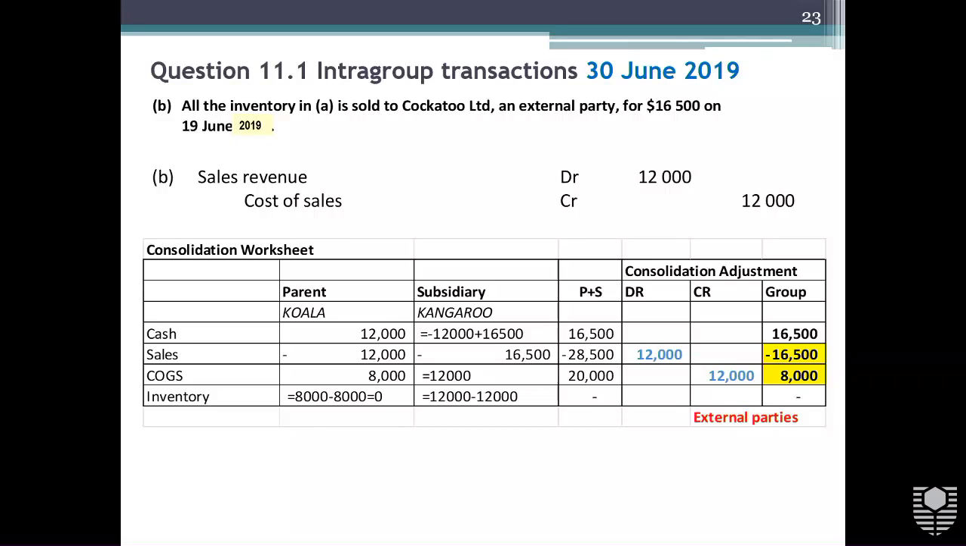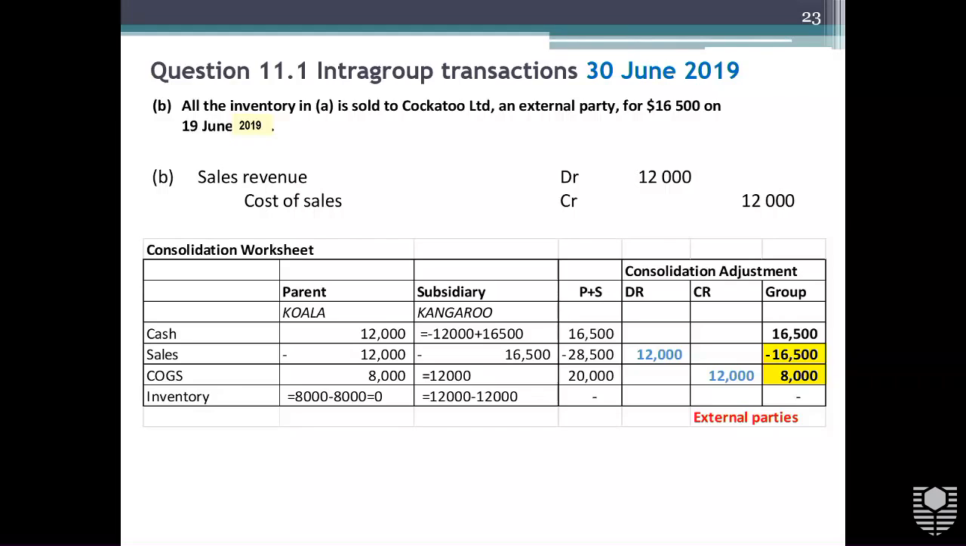But you don't have to, because technically in your mind, you just have to eliminate the original sale. So you debit the sale, credit the cost of sale, 12 and 12. Simple, so that's in the books of the parent, that's in the books of the subsidiary, which are added together. So you have group accounts.